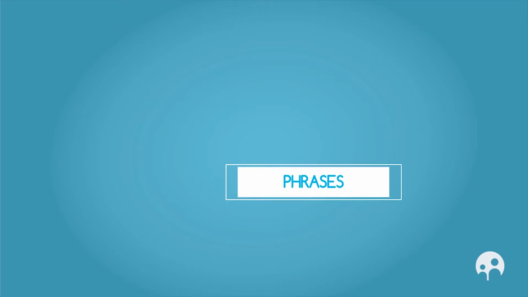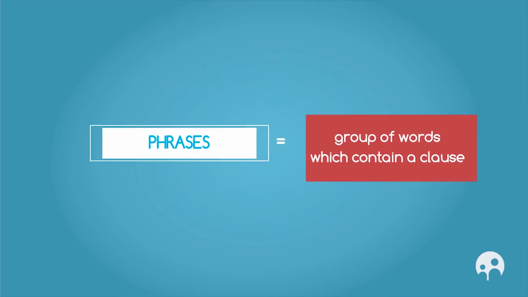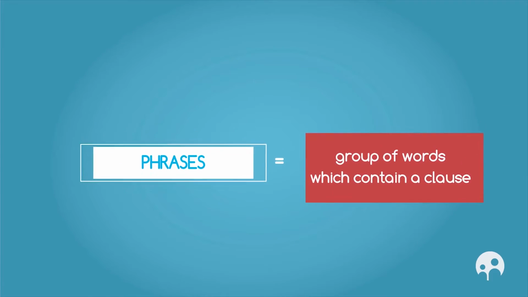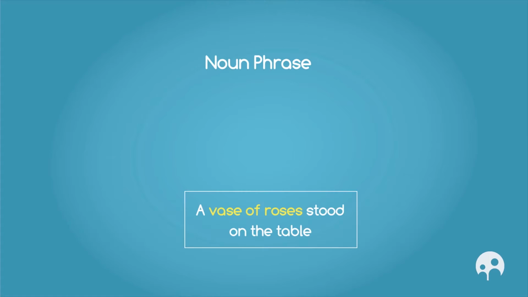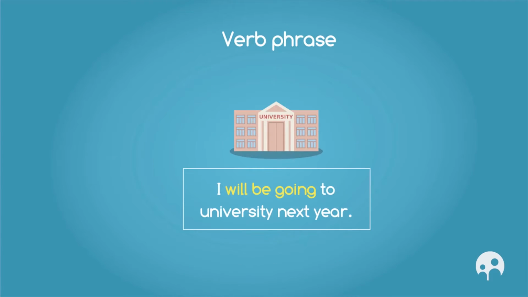What's a phrase? A phrase is a group of words within a clause. There are different types of phrases. There's the noun phrase. For example, a vase of roses stood on the table. The verb phrase, I will be going to university next year.